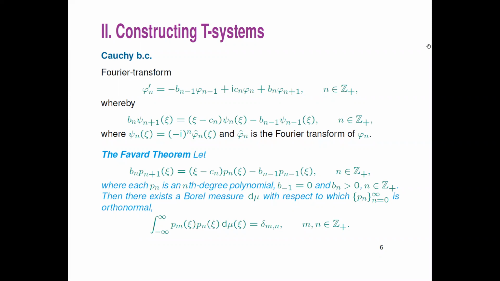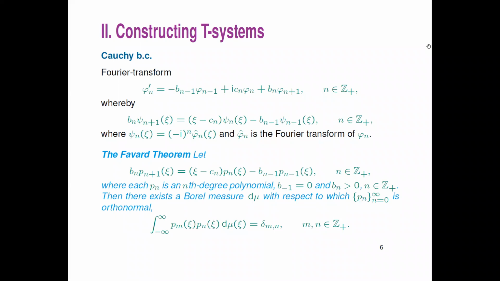So we are starting from this relation: the derivative of phi n is a linear combination of phi n minus 1, phi n, and phi n plus 1. And let us Fourier transform it. Once we Fourier transform it, and we multiply each Fourier transform of phi n by minus i to the power n, simply to normalize it, suddenly we obtain something which looks really wonderful. We obtain a three-term recurrence relation.